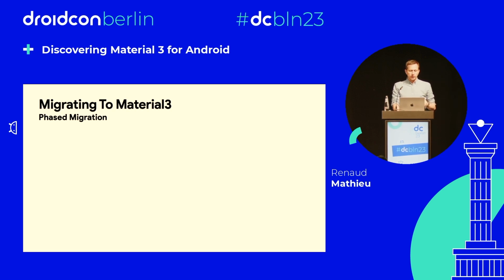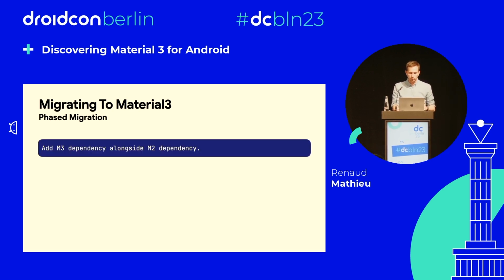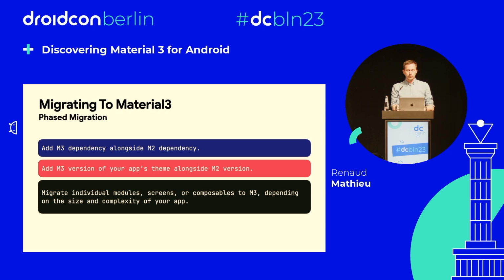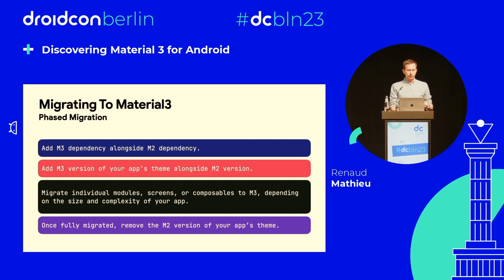In general, it's not good to use both M2 and M3 in a single app, but only in the long term. If you are migrating, then you have to add the M3 dependency alongside the M2 dependency. Then you have to add the M3 version of your app theme alongside the M2 version. Then you have to migrate module screens or composables to M3, depending on the size and complexity of your app. And once it's fully migrated, then you remove the M2 version of your app.